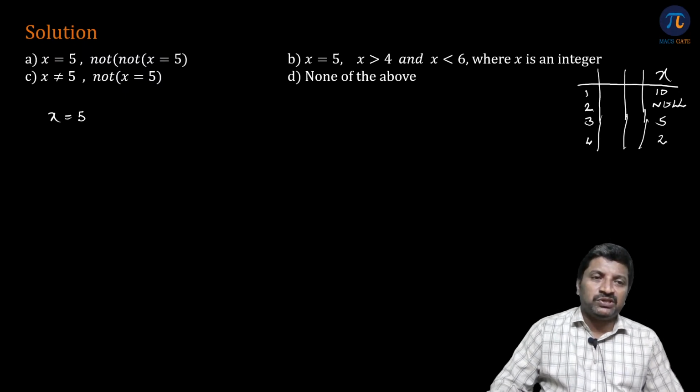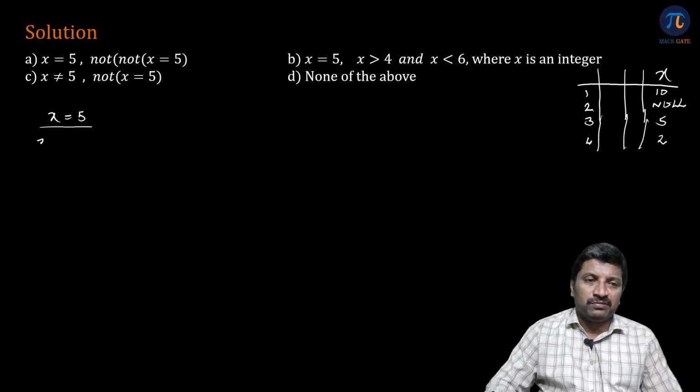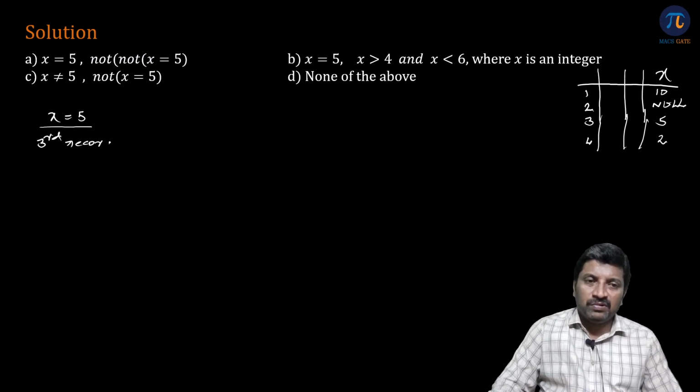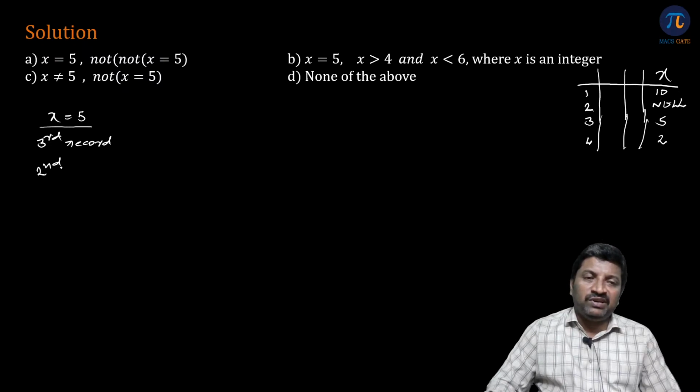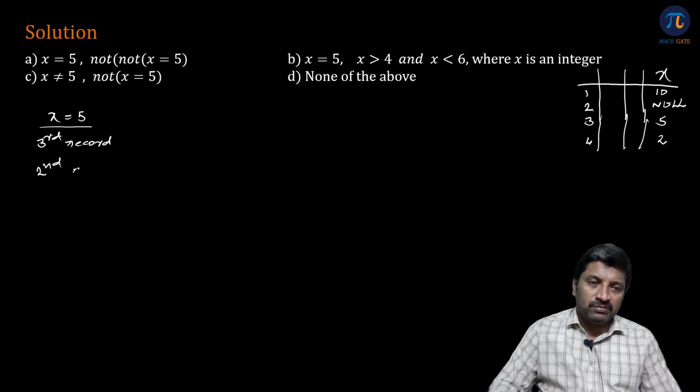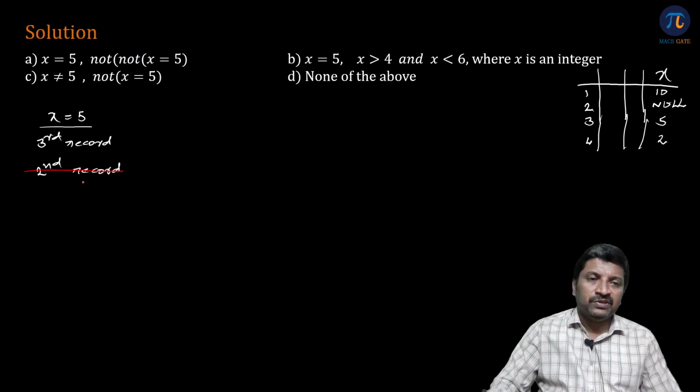Now when coming to this x equal to 5, what will happen, sir? It will give the third record. Will it produce the second record, sir? No, because even it verifies 5 equal to null. Second record we don't get, sir, because 5 equal to null is false. So you are getting only one record.